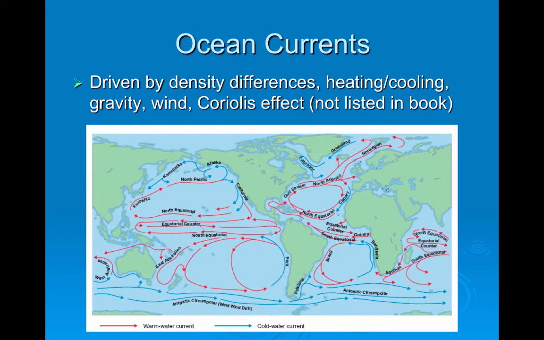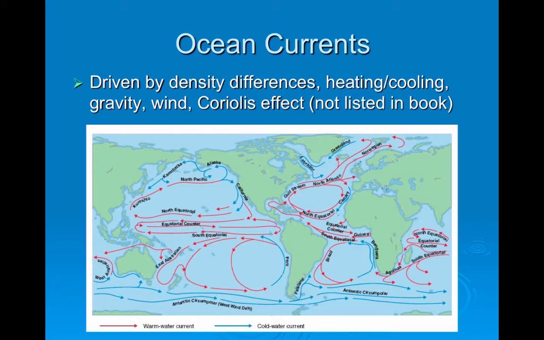So density differences, heating and cooling. The warmer stuff stays on the top, the cooler stuff sinks. So that means as water goes towards the poles, it gets colder and it sinks. And then there are hot spots in the Earth's crust that cause the water to rise. So that's, what is it? Oh yes, it's convection. Very good for those of you who actually remembered.